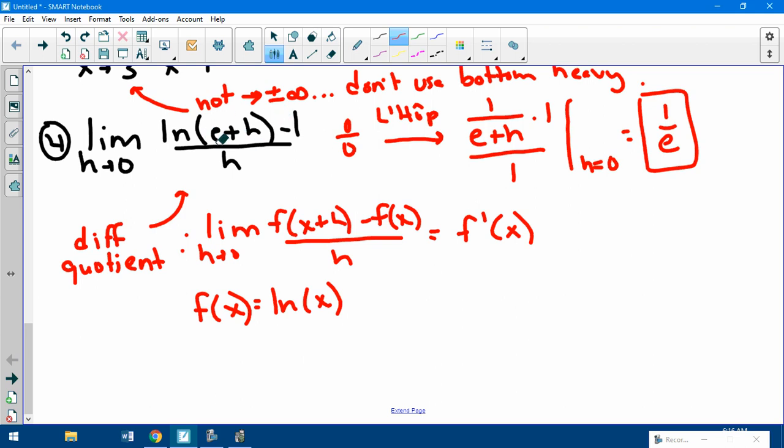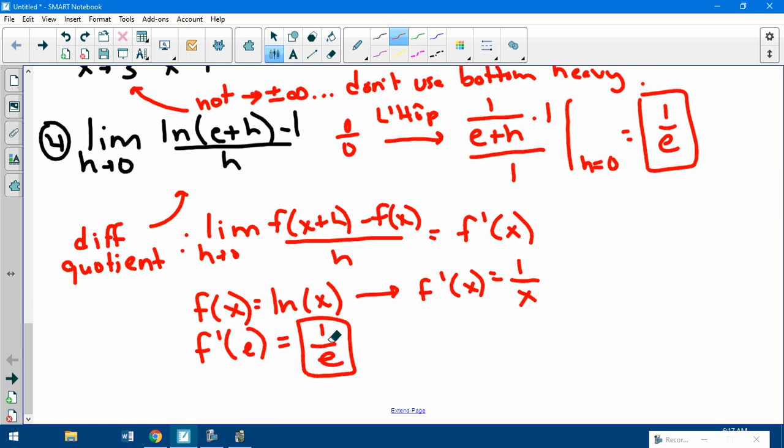Now the other thing is there's an e in here. So that means x is really e. So instead of looking for f prime of x, we're basically looking for f prime of e. So if I realize my function's ln of x, then f prime of x is 1 over x, and f prime of e is 1 over e. But you can see I can get that from L'Hopital also. But just recognize that trick. If you see something plus h, it could be just the difference quotient, x plus h. The 1 is minus f of e, because ln of e is 1.